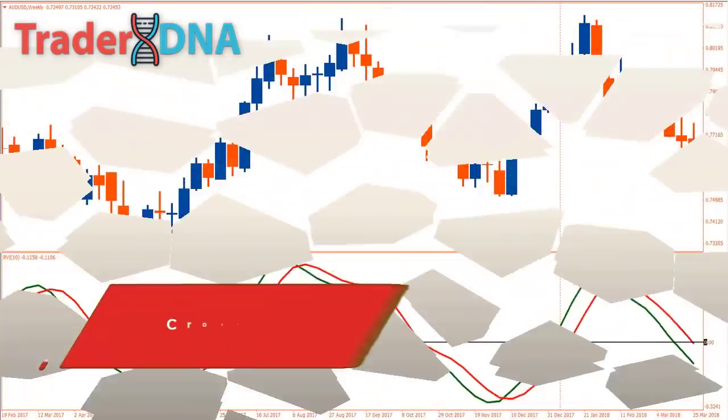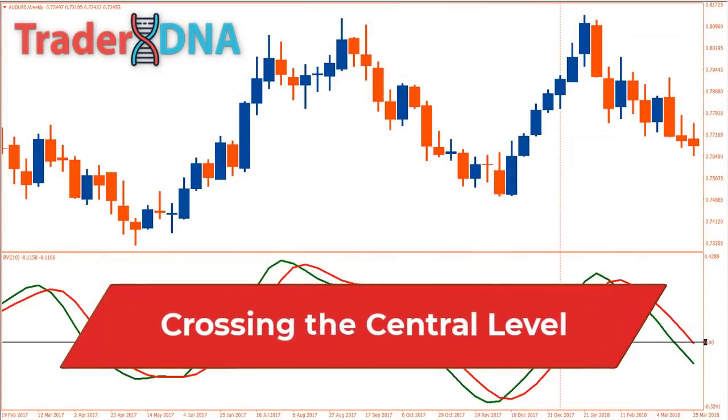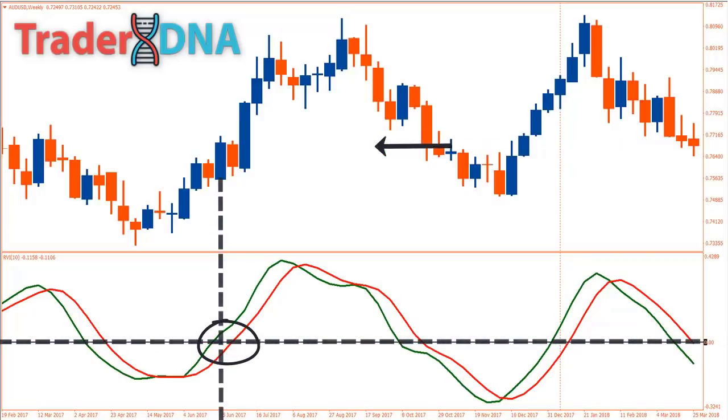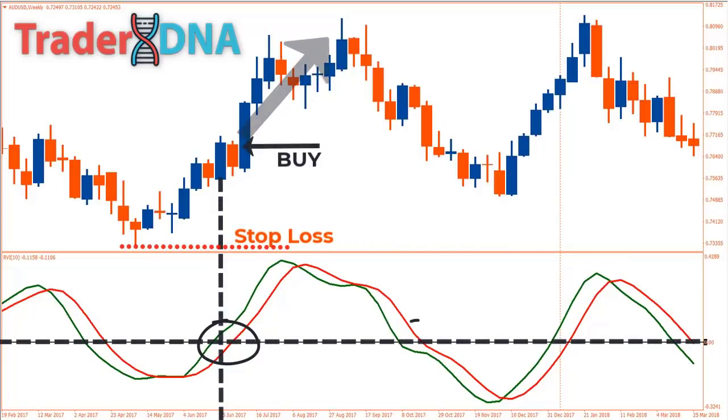Second, crossing the central level. The central axis of the indicator is zero. Crossing it by both lines from below signals to buy, while crossing it from above signals to sell. This signal is not very reliable, so it is recommended to use it alongside additional instruments, other indicators, technical analysis signals, or price action patterns.